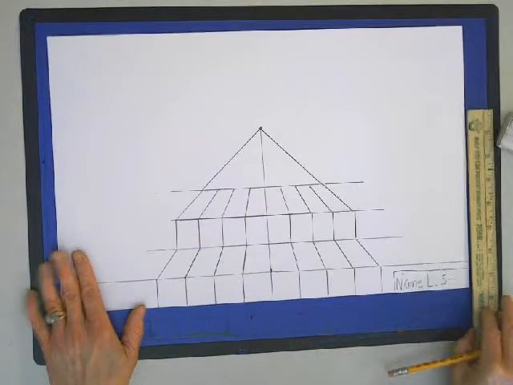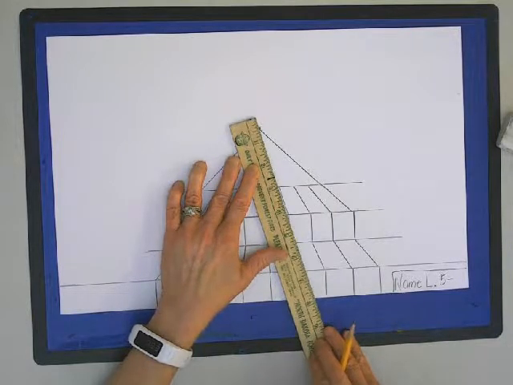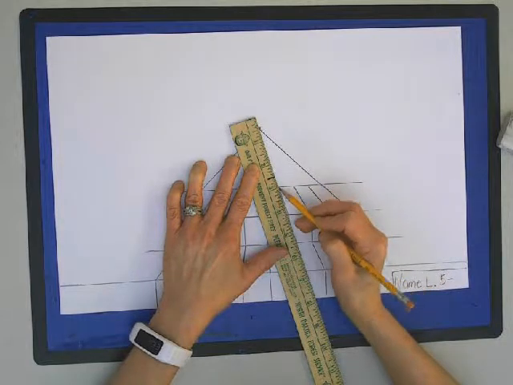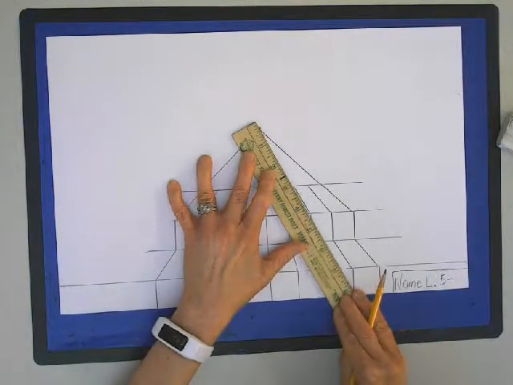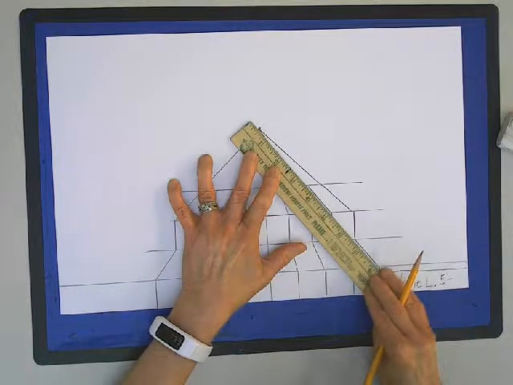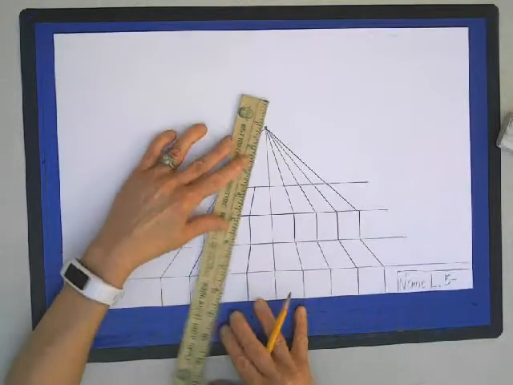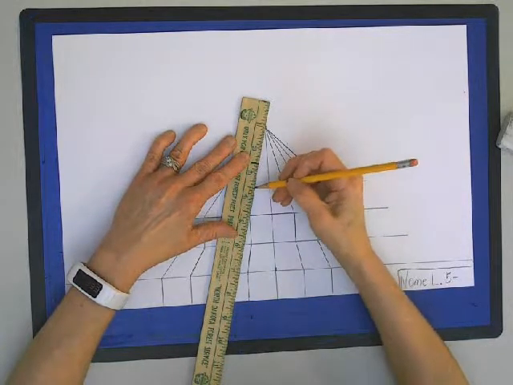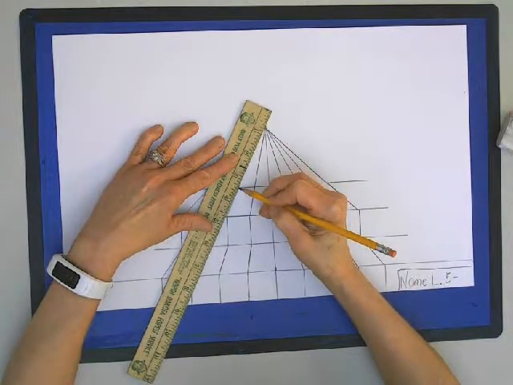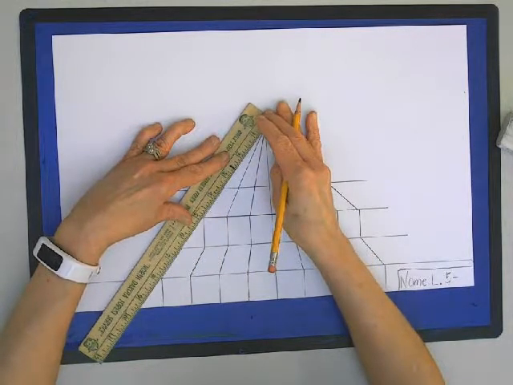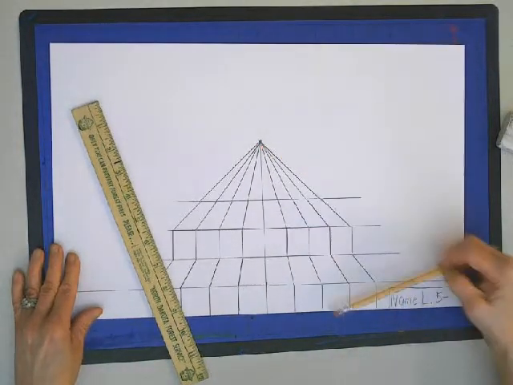All right, now I'm going to go back to my vanishing point. Here and here again I'm going back, and again I'm going back. Then I'm going to come over here and I'm going to go back, and then I'm going to go back. So there you can see we're going all the way back to our vanishing point.